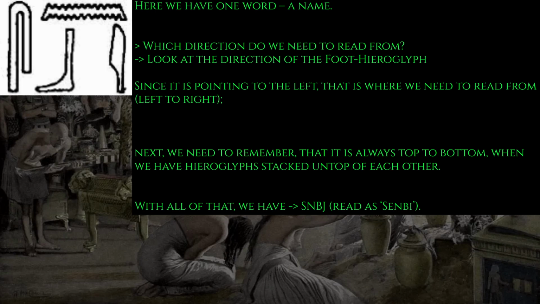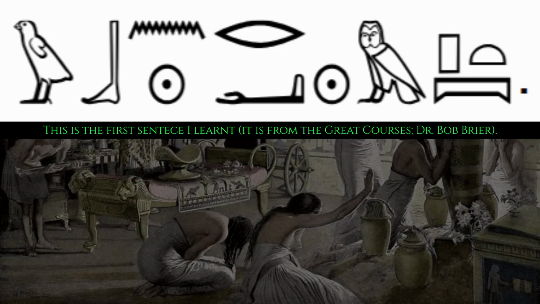Next, we need to remember that it is always top to bottom when we have hieroglyphs stacked on top of each other. And with this, we have already all we need. So, step by step. The first is S. The second is N. Then we have B, and lastly Y. You would read this as send me. And that's it. So, now let us look at an entire sentence.